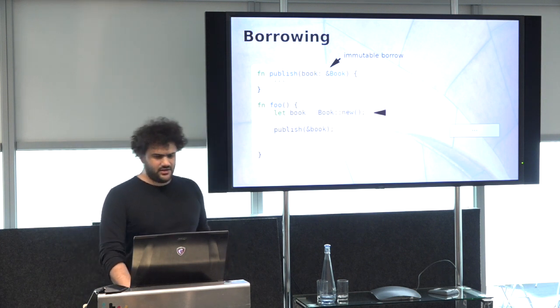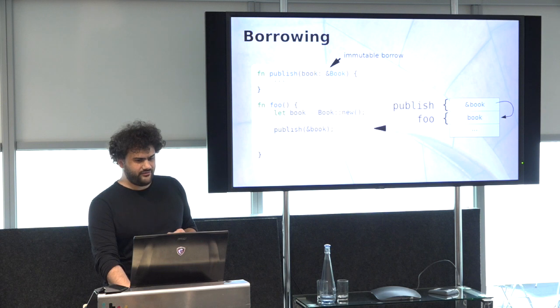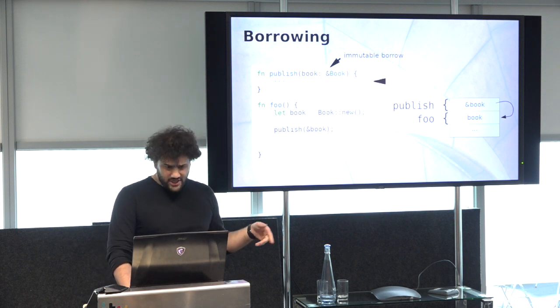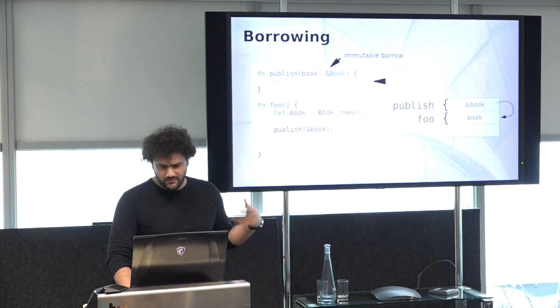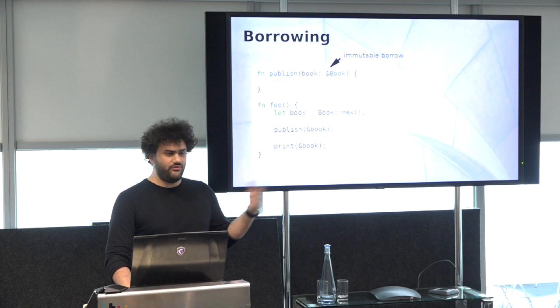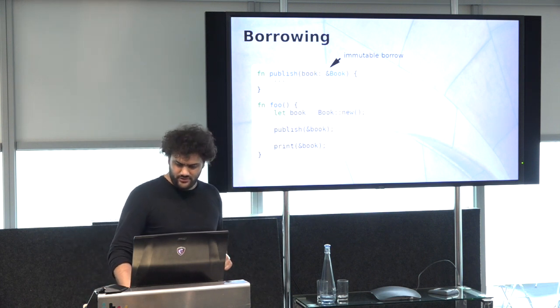So let's run this again. We have book on the stack. We call publish. So now we have a reference to the book, but not a copy of the book, just a reference to it. It's just a pointer. Publish can read the book, cannot change it, can read it, and then it returns, and it works. And you can reuse it. It's fine. You can now print the book or whatever you want to do with that.